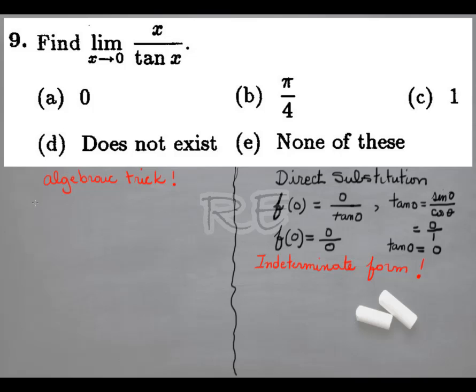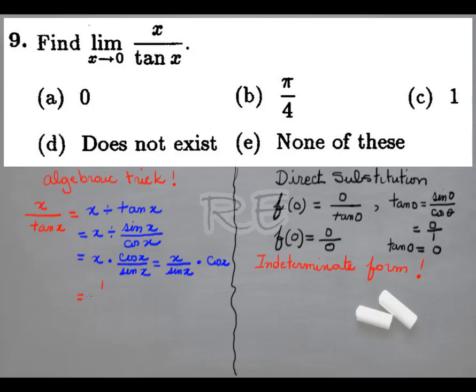x over tangent x means we're going to divide x by tangent x. Tangent x is sine x over cosine x. Division is the same as multiplication by the reciprocal, so we multiply by cosine x over sine x, which can be written as x over sine x multiplied by cosine x.